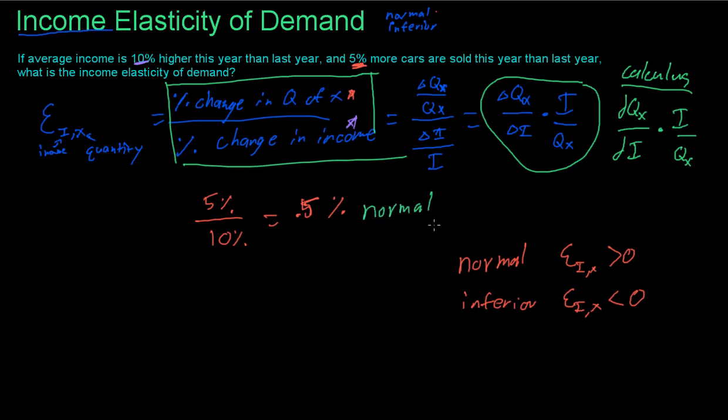And this should make sense. A normal good is a good that when income is higher, you buy more of. So when income increases, you're going to buy more of it. And an inferior good is one where the exact opposite is true. When income is higher, you're going to buy less of it. So the elasticity would be less than 0.